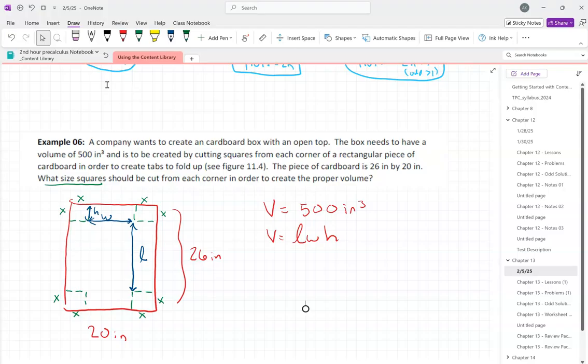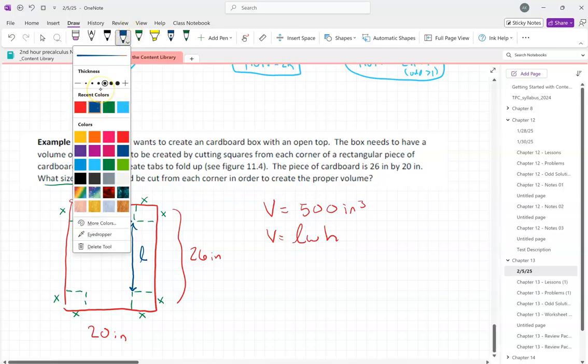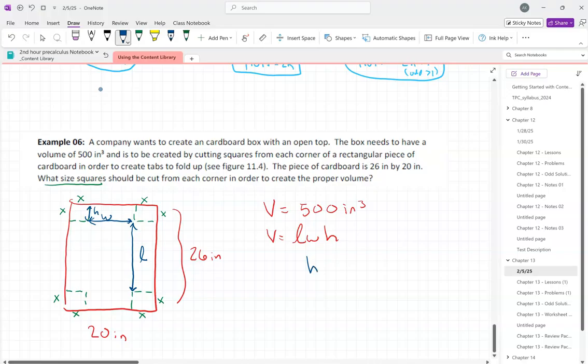One of them is very easy. Which is the easy one? I would say the height is the easiest one. What's the height in terms of x? I mean, just x, right? Just the side length of that square. The square has all side lengths x. Everybody agree with that? Okay.